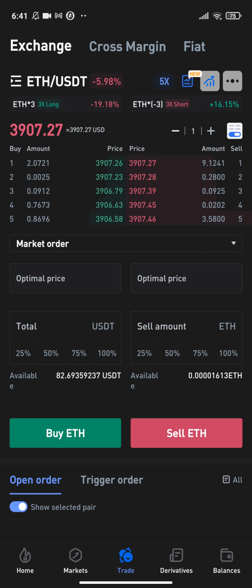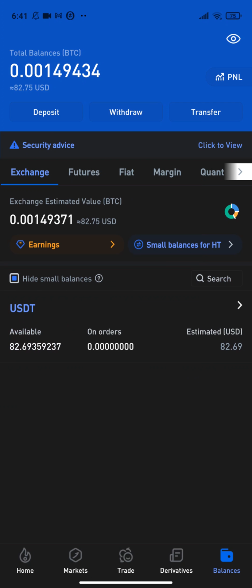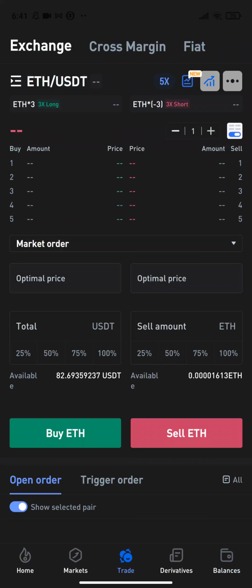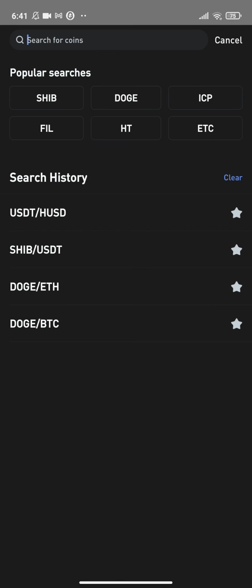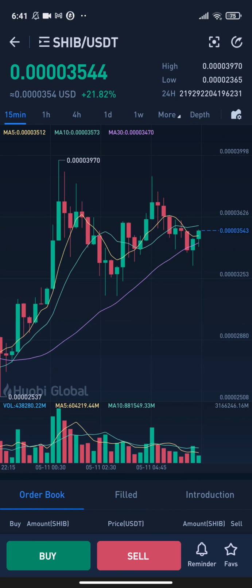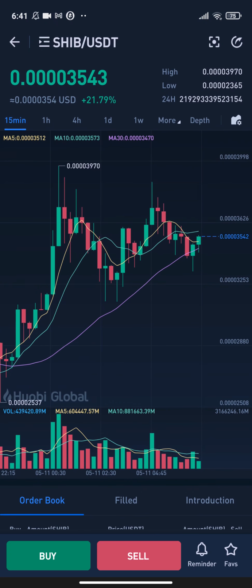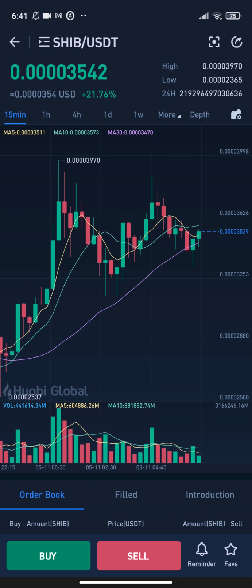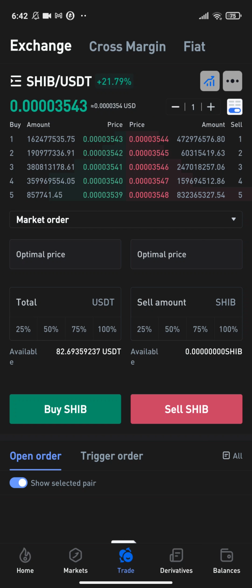Let's go back, go to my balances, and you will see I have USDT money, $82 converted to USDT. Now is the moment to buy SHIB. Now just go here on the trade, go in the market, search for SHIB here, USDT and SHIB. I'm right now ready to buy some SHIB coin. Click here on the buy, and I'm here on the exchange to buy SHIB with USDT money, right?